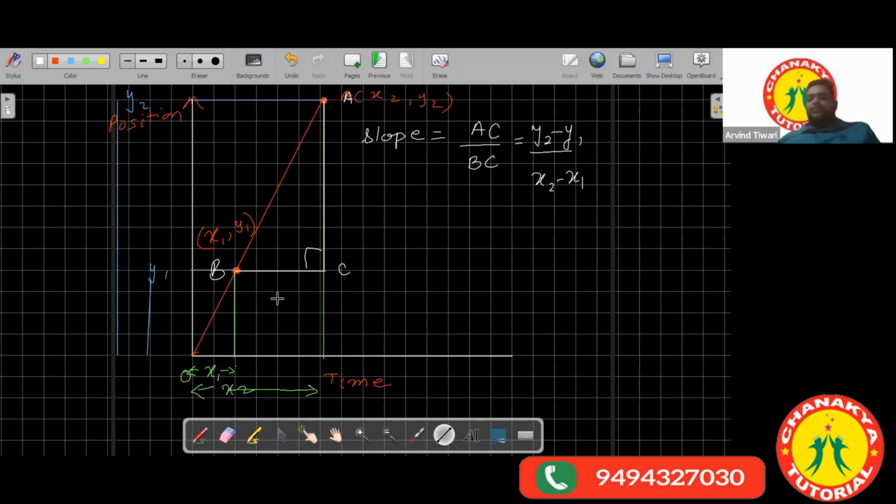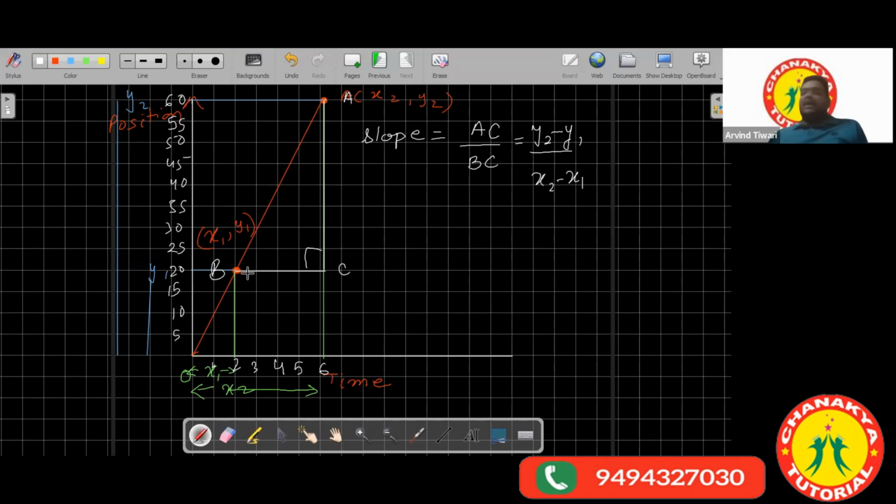So let's take some values and now try to find out what will be the velocity of this. For the time we are taking the values as 1, 2, 3, 4, 5, 6. And let's say here we take 5, 10, 15, 20, 25, 30, 35, 40, 45, 50, 55, and so on. So we have taken these points, right?